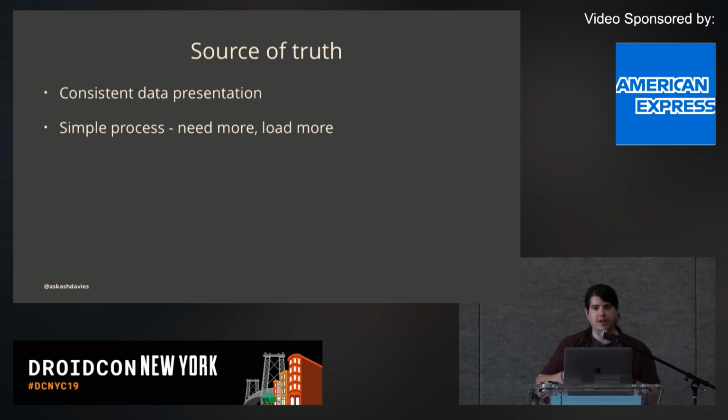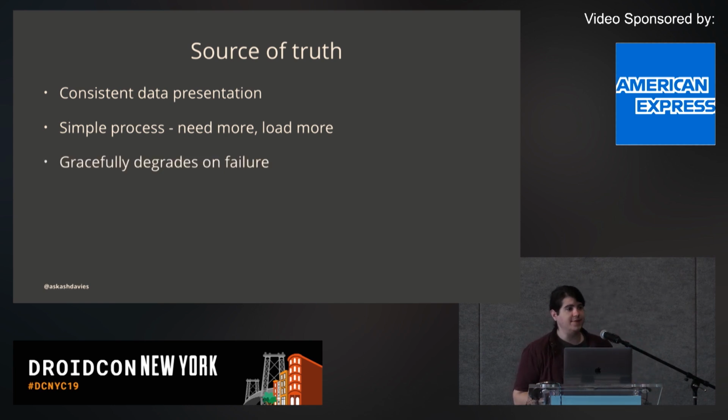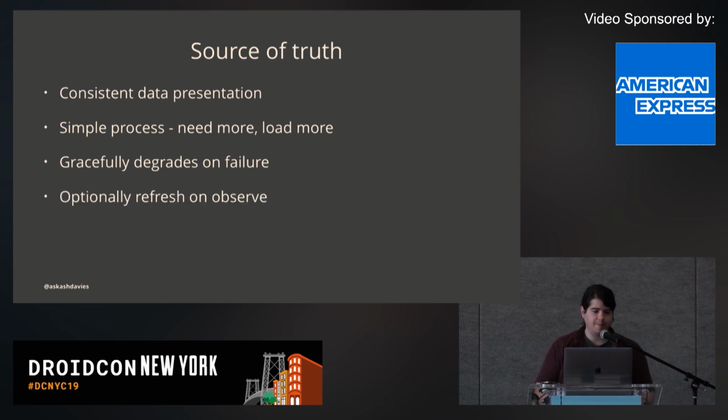So rather than having a single load request that returns items, you have these two items saying, I need more data, and then that just does a fetch, and then it comes back around. It gracefully degrades on failure. So if your API fails, or if you have no network connectivity, you can just use the local data source, and that's not going anywhere, so it's acting as a kind of local cache. Works really well. You can optionally refresh and observe.